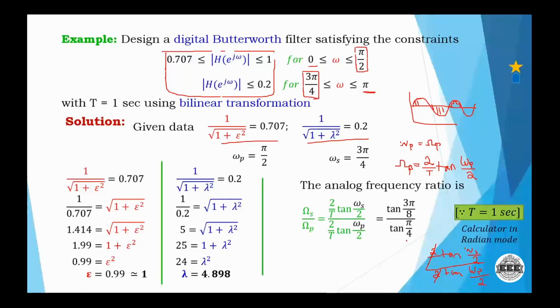Yes sir. Now using a calculator, it should be in radian mode. Substituting tan 3 pi by 8 and tan pi by 4, we get the value 2.414. If you use a calculator, you can determine this value. Whether you have got 2.414?